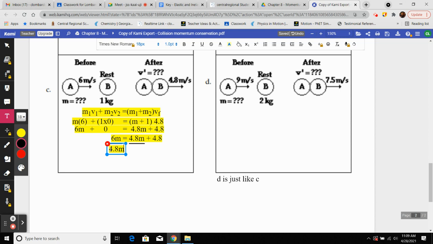So what do I want to do? We can just do minus this and minus this.